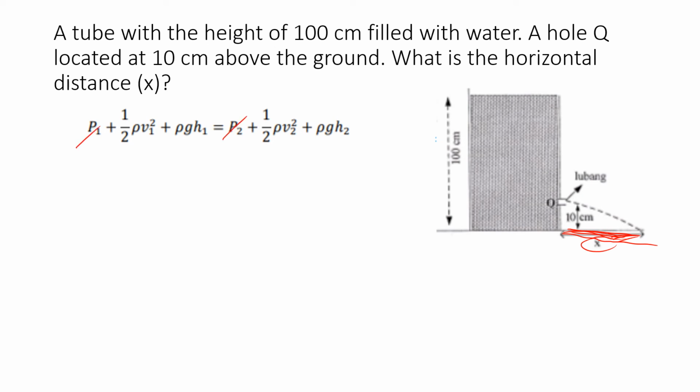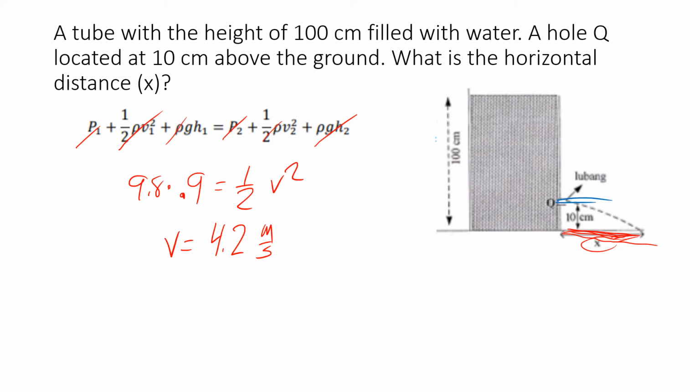Pressure stays the same. Velocity doesn't matter. Height there doesn't matter. Rho doesn't matter. So g is 9.8 times h. The height is 0.9 meters. That's going to equal 1/2 times v squared. Our velocity is going to be 4.2 meters per second. All right, but that's not all. That's your velocity here. We are looking for this displacement here.